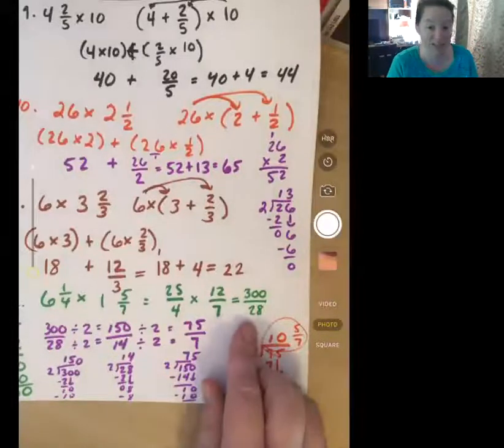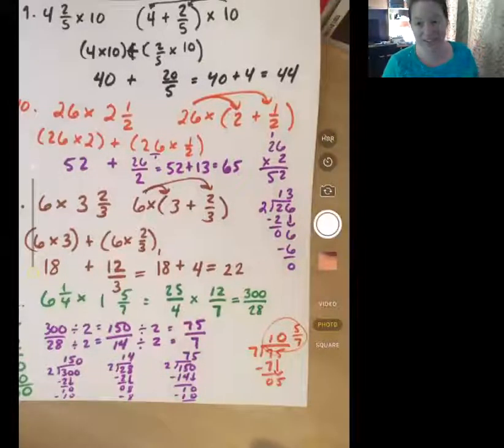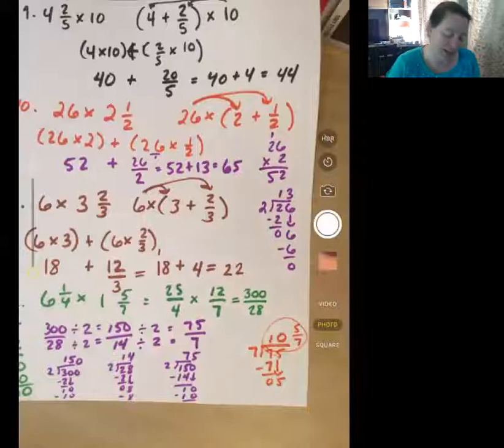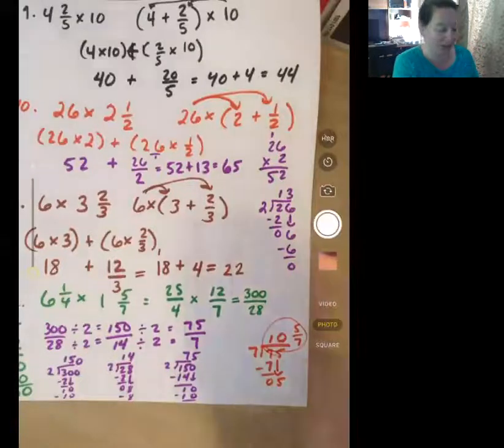Just getting the answer in the first part isn't all that hard. It's all the work that we have to do to make sure that it's in simplified form and in a mixed number that ends up taking absolutely forever. Okay, let's do number 13. Pause it if you need to.